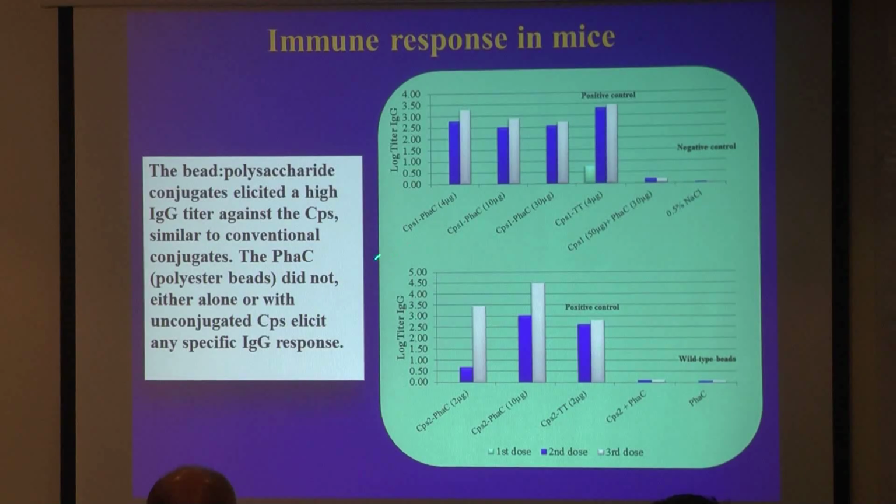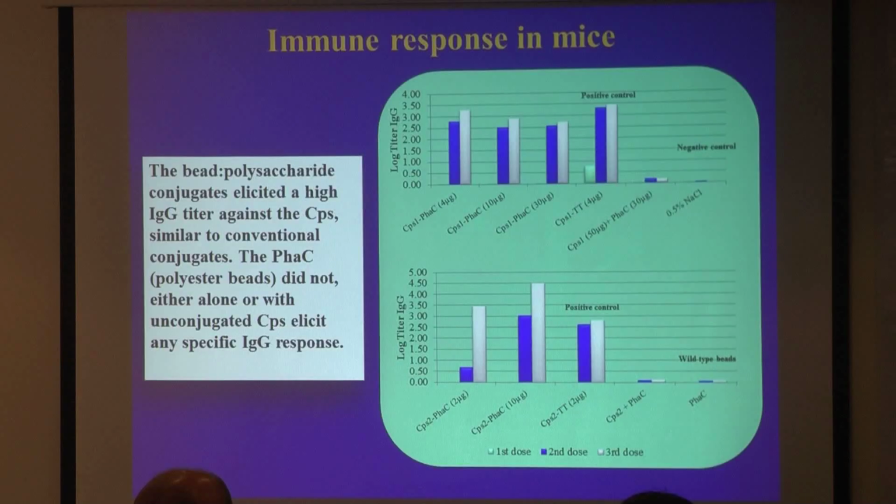And here you can see the beads with the capsular polysaccharide mediate a humoral immune response. These are the doses here: first dose, second dose, third dose. And that's interesting, if you look at this, that's the positive control, the commercial offering. But if you look at this column here, if you just take the polysaccharide not linked covalently to the beads, then you don't get the immune response.